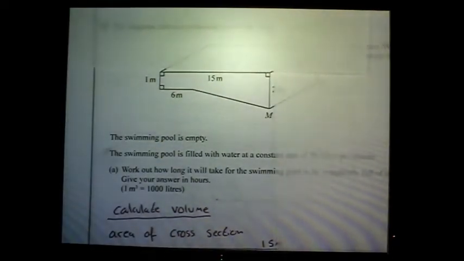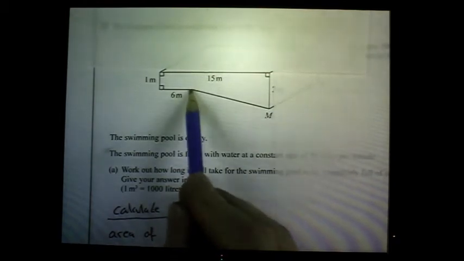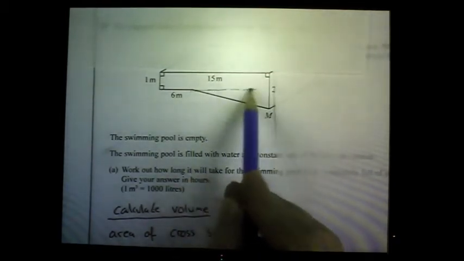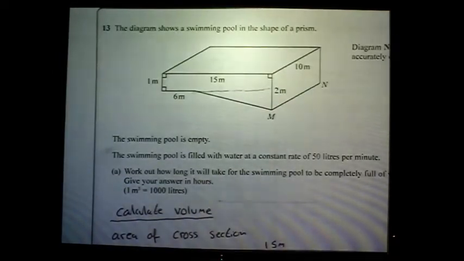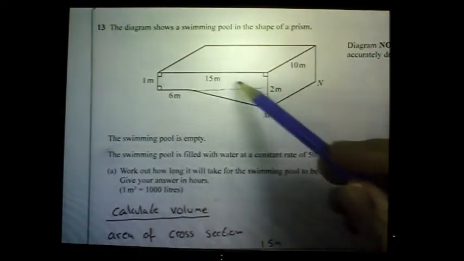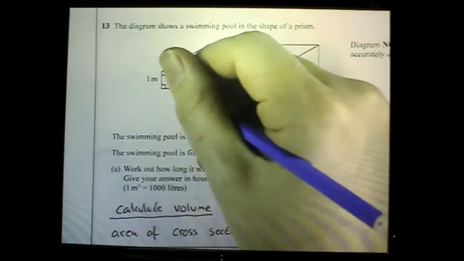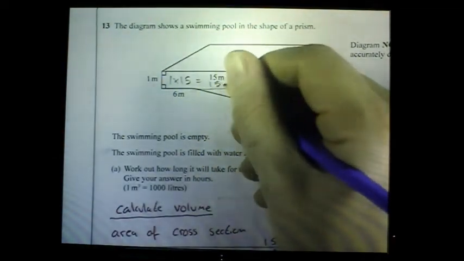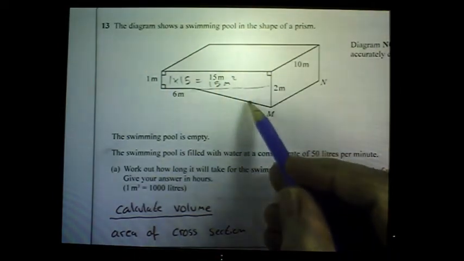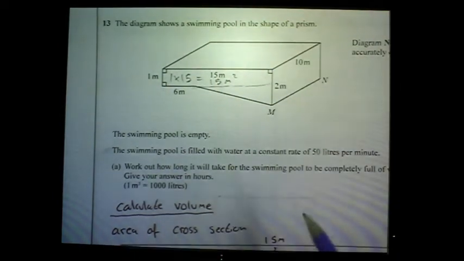So what I've done is I've drawn in my head a little imaginary line that goes along there. So I'm going to work out, first of all, the area of this bit, which is 15, I'll write it on actually, 1 times 15, and that is 15 metres squared. Then I'm going to work out the area of this bit underneath.